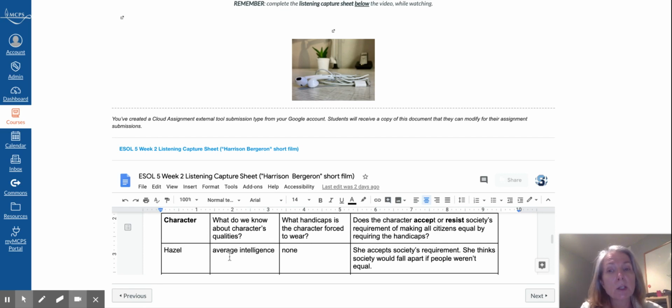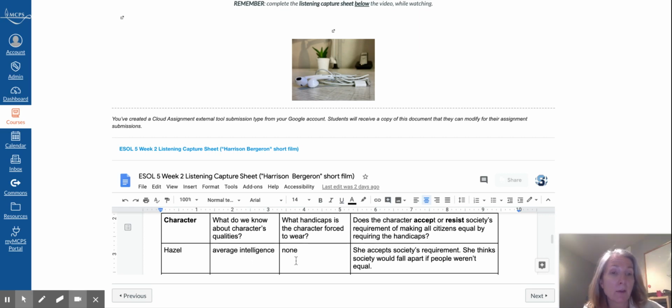The text tells us she's of average intelligence. What handicaps is she forced to wear? None. If you'll remember, in this society, they want everyone to be equal. So no one can be smarter, better looking, or stronger than anyone else. People who are good looking have to wear a mask. People who are really smart have to have a radio in their ear that makes loud noises. And people who are strong and physically capable have to wear weights to make them heavy.